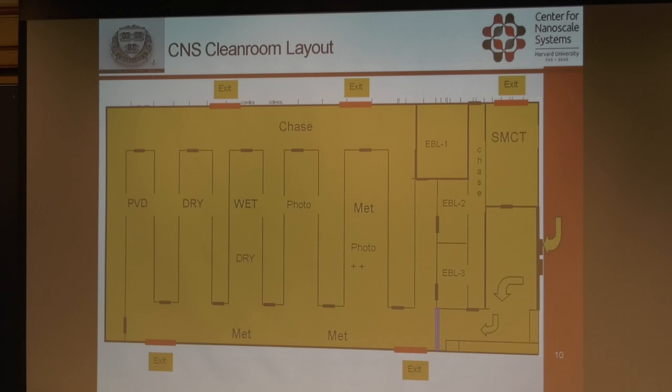All right, we made a virtual tour so you can see what we have inside the cleanroom.